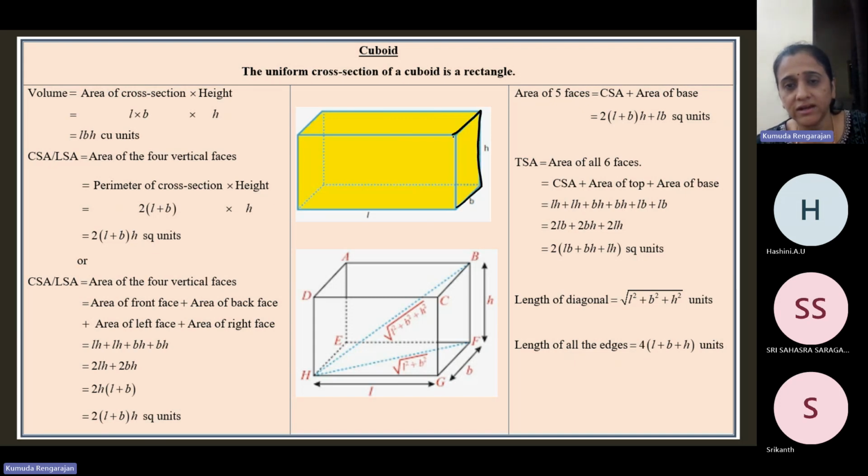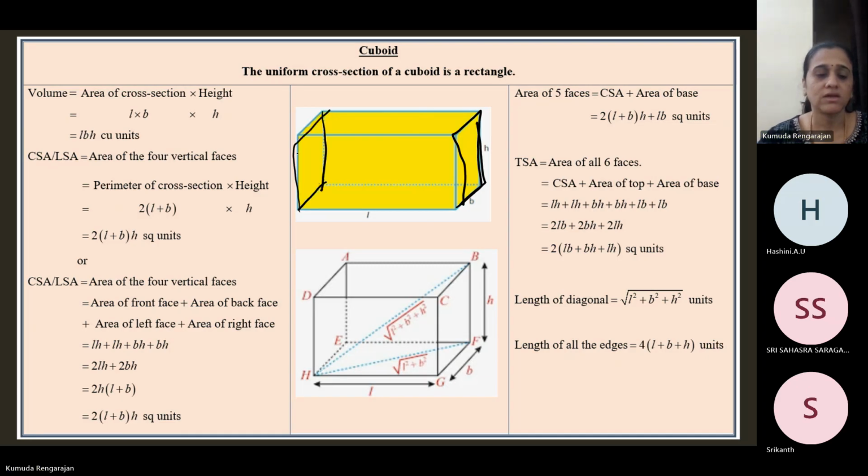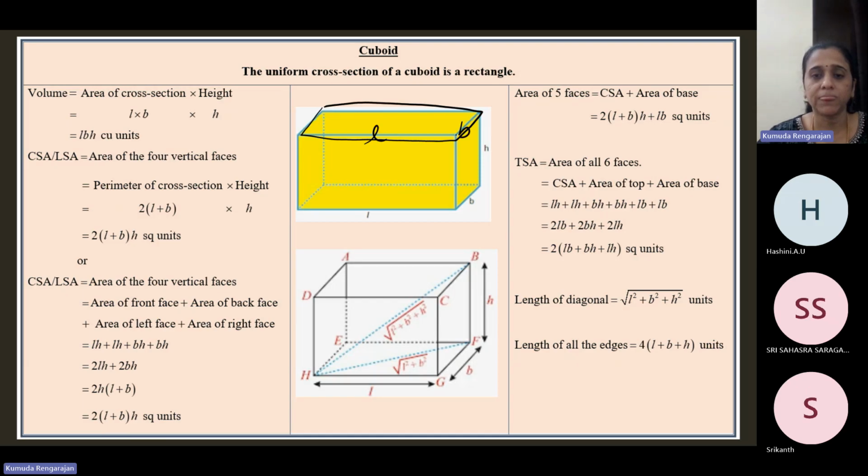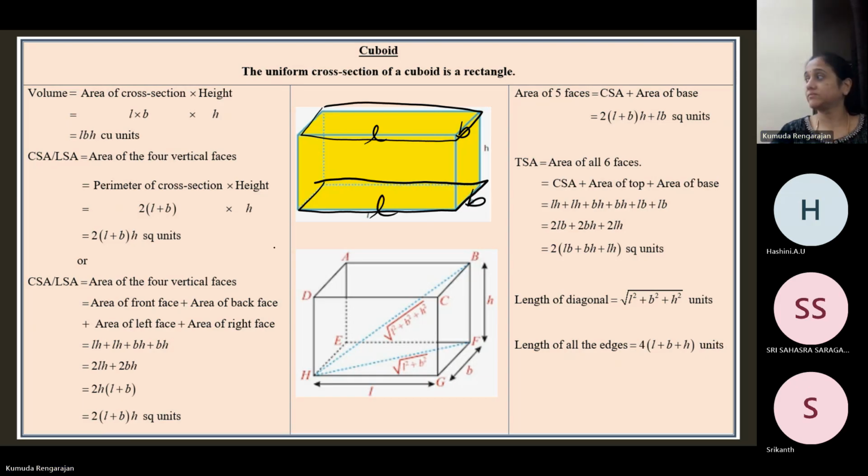What's the area of this rectangle? B into H. B into H. What's the area of this rectangle? BH. B into H. What's the area of the top rectangle? L into B. What's the area of the bottom rectangle? L into B. Right? Okay.